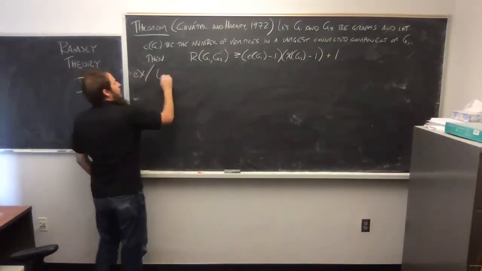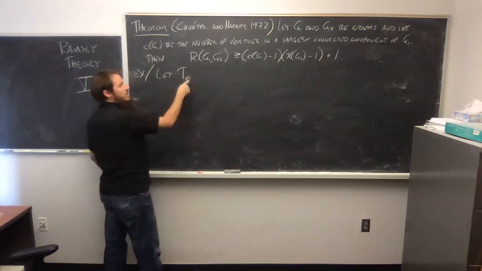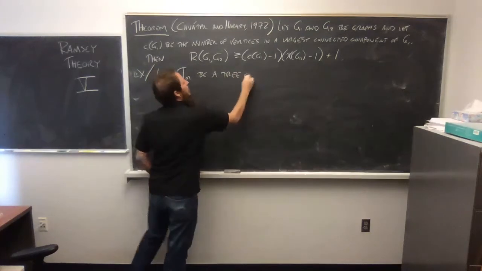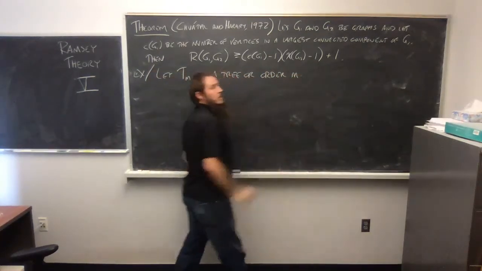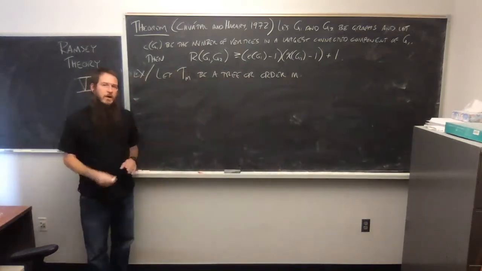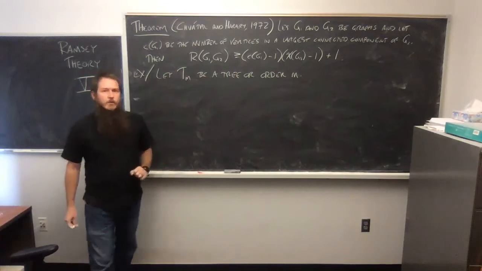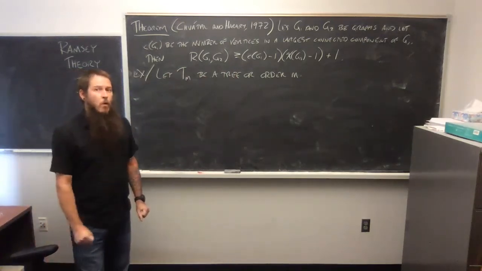So let's consider a tree T_m. So we're going to let T_m be a tree of order m. So it's important to spell this out. Sometimes you'll see T_m where m is the size of the tree, which is always 1 less than the order. But in this case, we're focusing on m being the order.